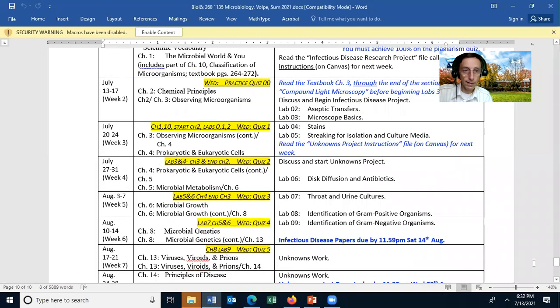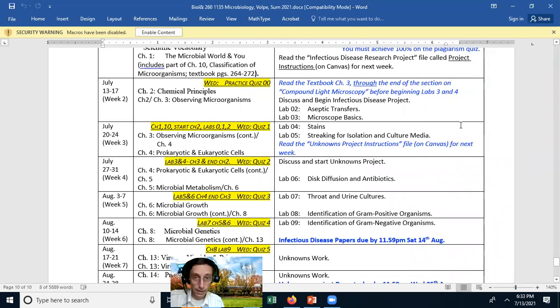So as always, we'll start the lab with a little bit of a lecture, and that'll help me catch up on Chapter 2. And then we will discuss Lab 2. Do remember to read textbook Chapter 3 through the end of the section on the compound light microscope. You will need that to do Labs 3 and 4. Any questions about what we're doing?